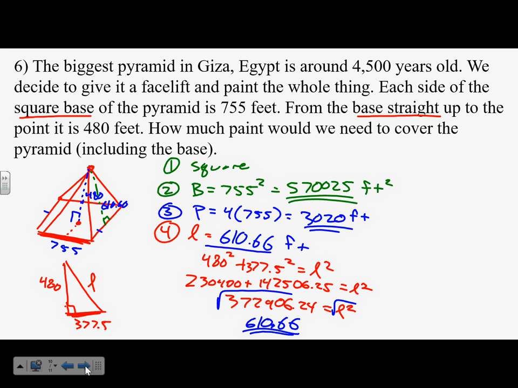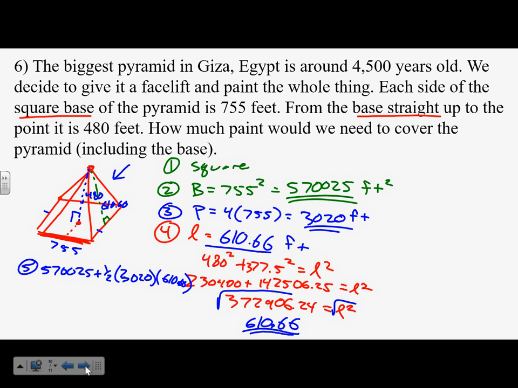I know this looks really messy at this point, but by this time we don't really have to mess with that. I'm going to put my step 5 over here for lack of room. So my surface area is the base area. Oh geez, I'm still not going to have enough room. Sorry to erase this, but this is where it's going to have to go. We have 570,025 plus 1/2 the perimeter, 3,020 times the slant height, 610.66.